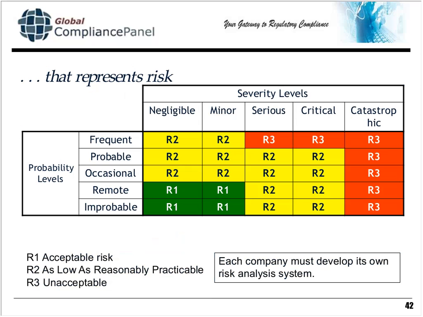And I've used the previous model, acceptable risk as low as, I've used a slightly different model here. Acceptable risk as low as reasonably practicable and unacceptable. However you classify them doesn't make much difference. What's important is that in the end, you're going to be able to identify those risks that are acceptable and those risks that are not acceptable. Or to put it another way, you're going to identify the cases where you have to do risk reduction and the cases where you don't have to do risk reduction.